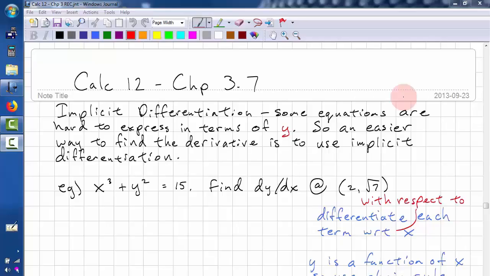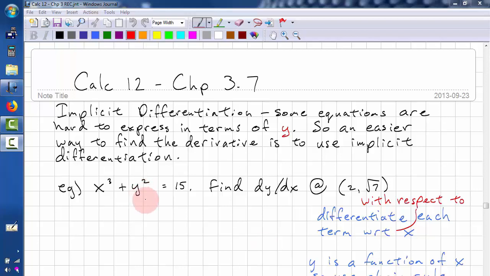Hi, this is Calculus 12, Chapter 3.7. We're going to be looking at implicit differentiation. Some equations are hard to express in terms of y, so an easier way to find the derivative is to use implicit differentiation. For example, x cubed plus y squared equals 15.